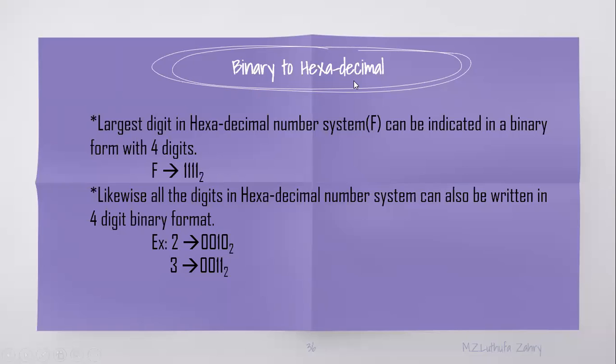Okay, after explaining this one also, I'll give you a question, okay? First, let me explain this one also, binary to hexadecimal. The largest digit in hexadecimal, I already explained. F is going to be 15. So the binary of 15 is going to be 1111.